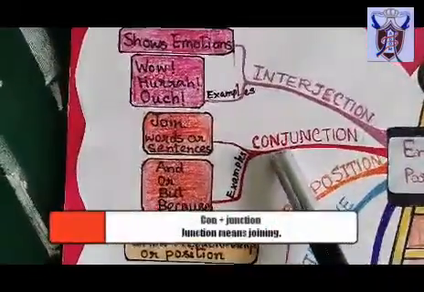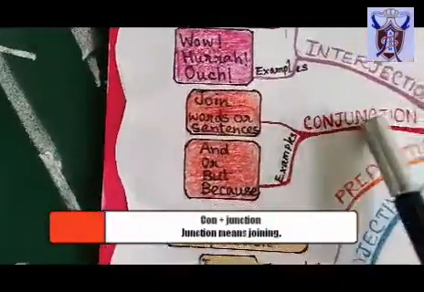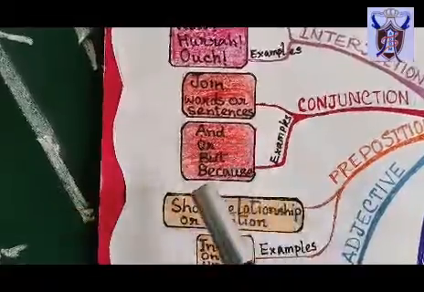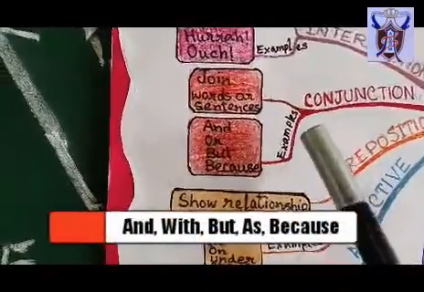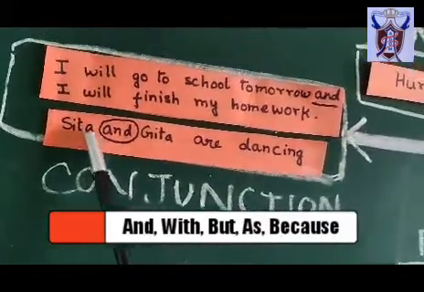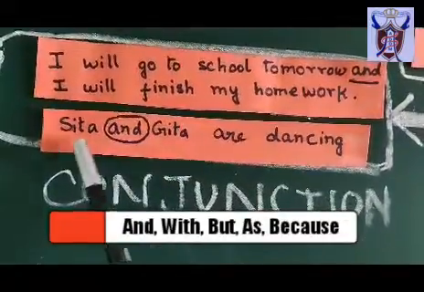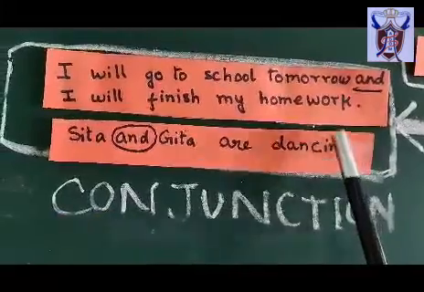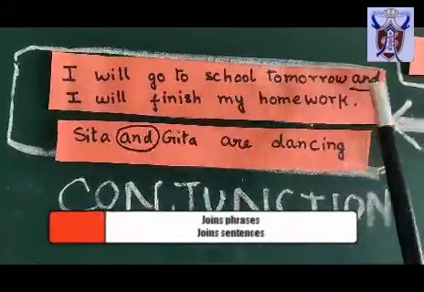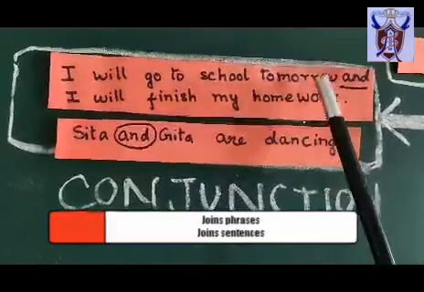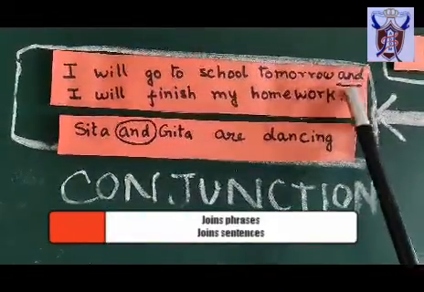Then next is conjunction. How will you remember conjunction? Connect the junction. Conjunctions join words or sentences. Examples are and, or, but, because. How does it work? I have taken two words: Sita and Gita. These two girls are joined in one sentence with and: Sita and Gita are dancing. Next, I have used two sentences joined with one word: I will go to school tomorrow and I will finish my work. There are two sentences joined with the word and.